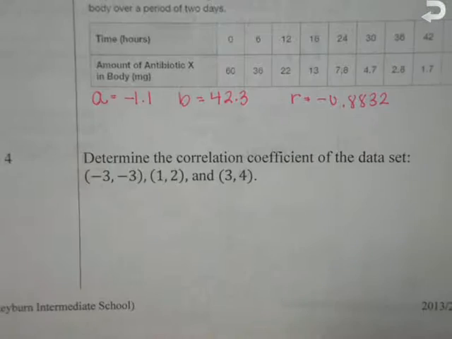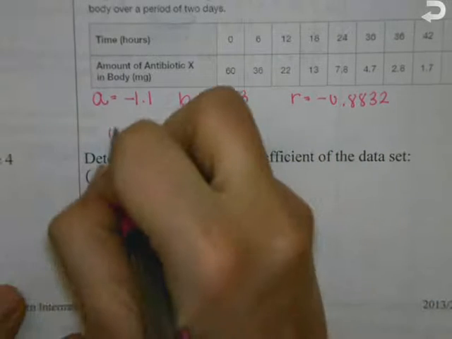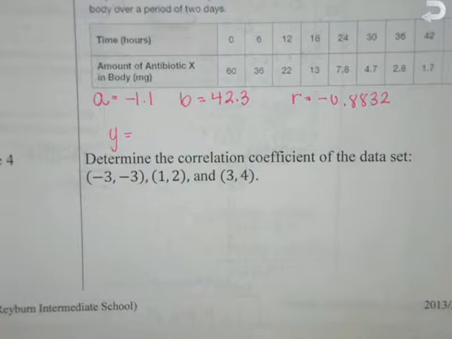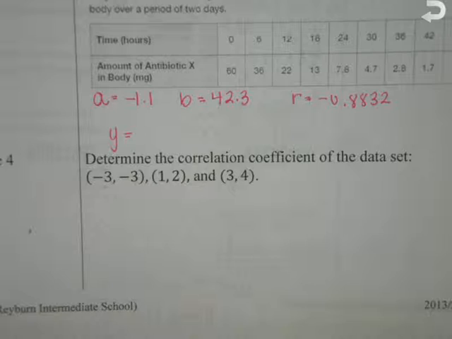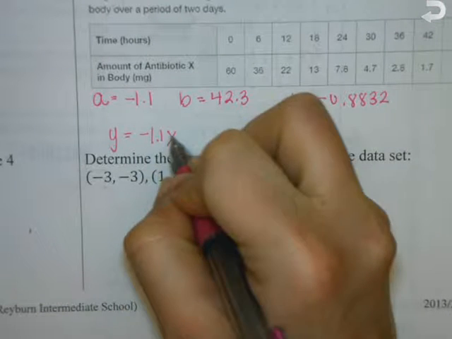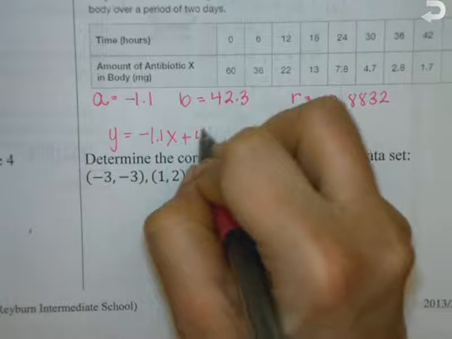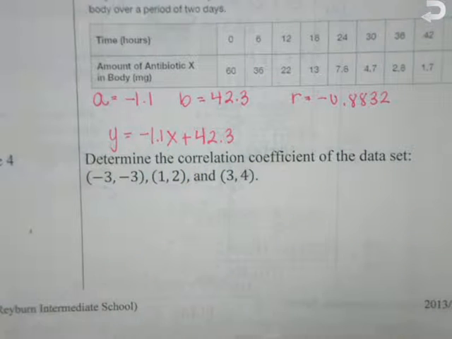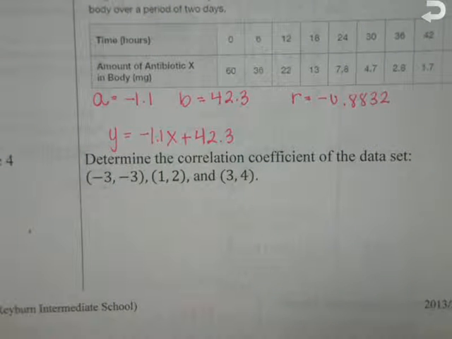So guys, what was the linear regression equation? Y equals -1.1x plus 42.3. Good. So that's your equation. Who determined that yes, this line of best fit is good? Who determined that no, it was not good? Okay, let's talk about it.